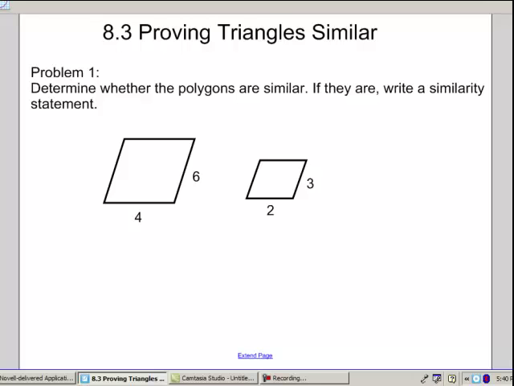Now let's try some on your own. Problem 1, determine whether the polygons are similar. If they are, write a similarity statement. Pause your video and try this now.